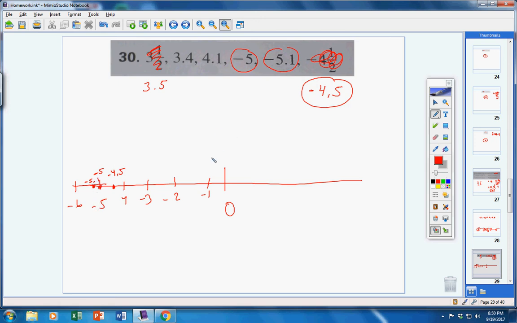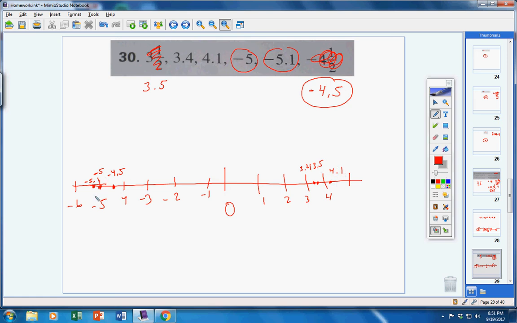Okay? Now, your positive numbers, we have 3.5, 1, 2, 3, 3.5. We have 3.4 right before that. And then we have 4.1, here's 4. So 4.1 is about right there.